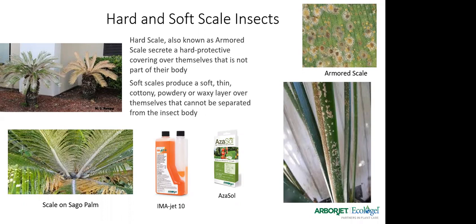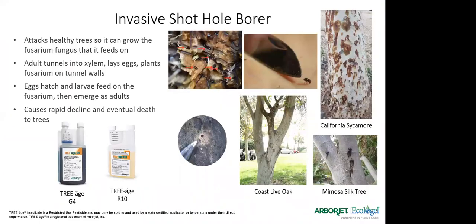Azosol, Imajet, both of them will work. Problem is it's usually very hard to inject these. So usually we start with Azosol. If it's an older, mature one, we might be able to do the injection of Imajet, but keep that in mind. Okay, the invasive shot hole borer, you guys already know about this pest.